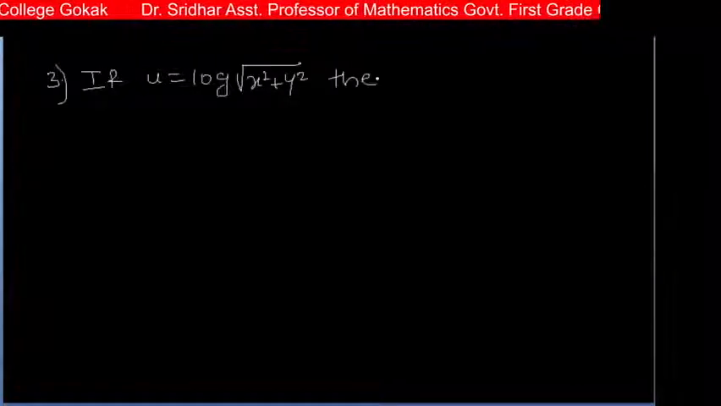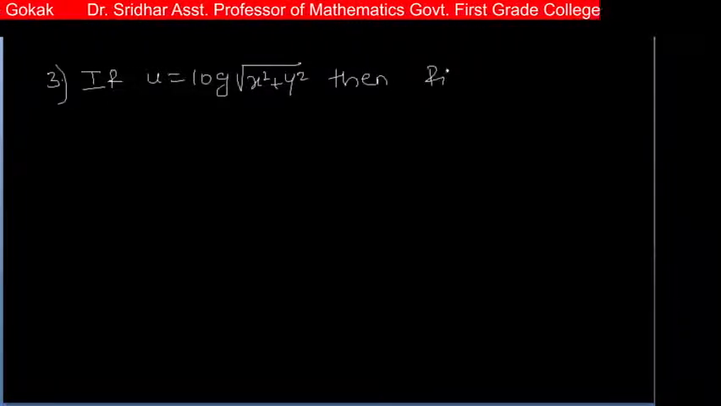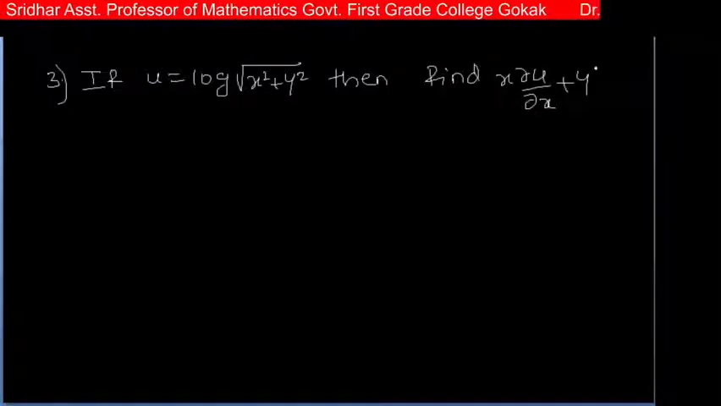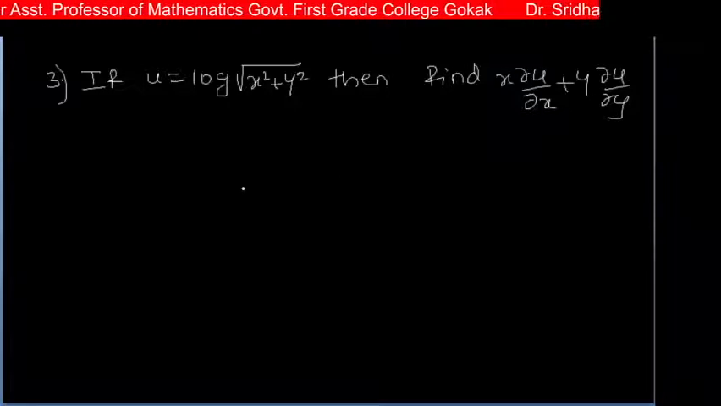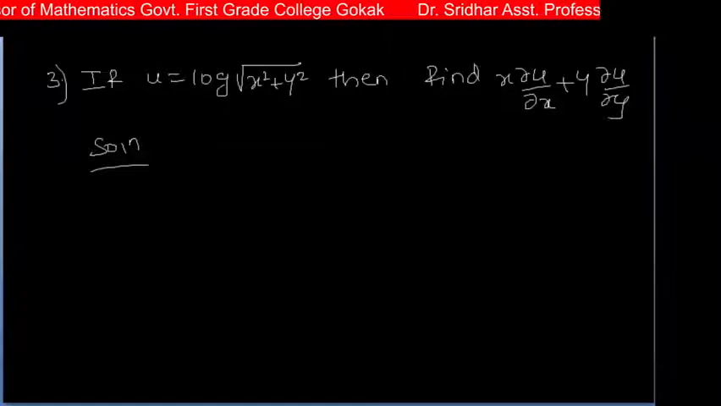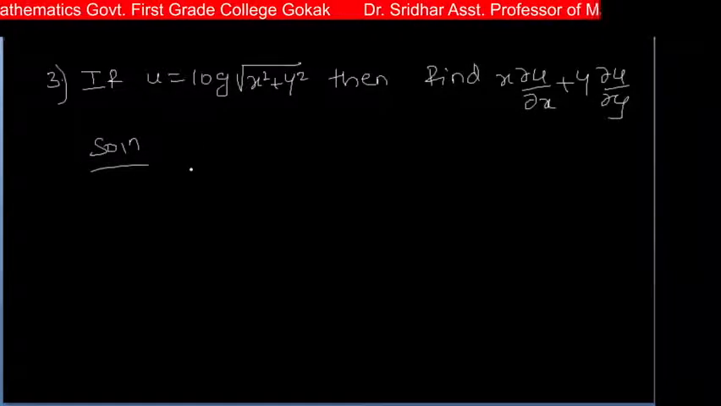If u is equal to log root of x square plus y square, then find x du by dx plus y du by dy. Okay, so this is the given problem.